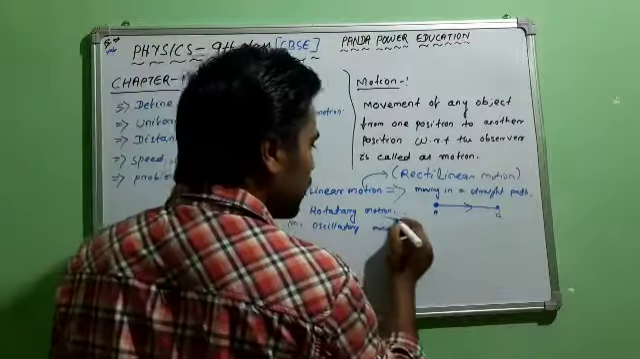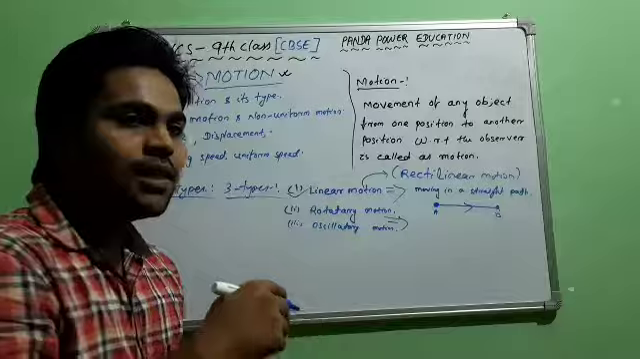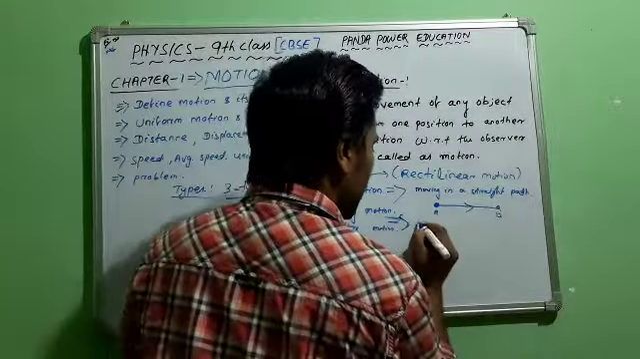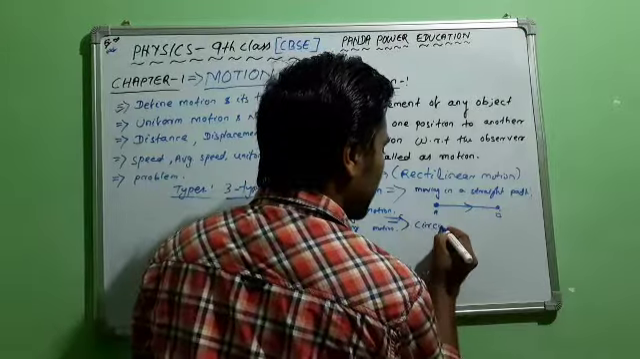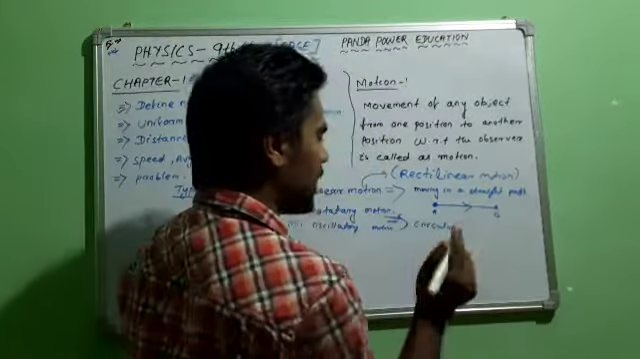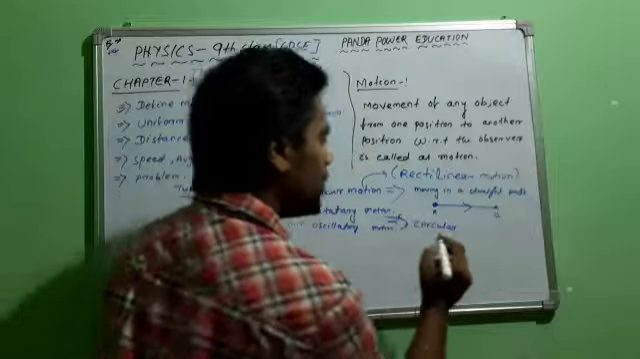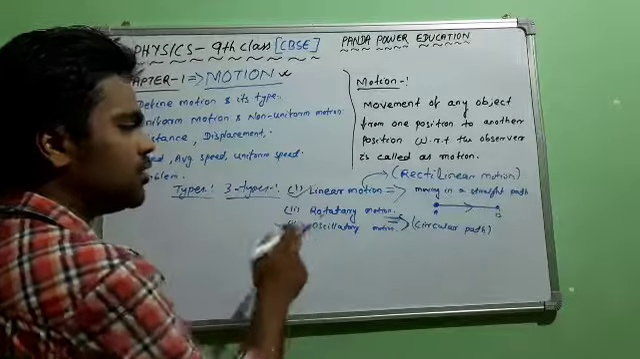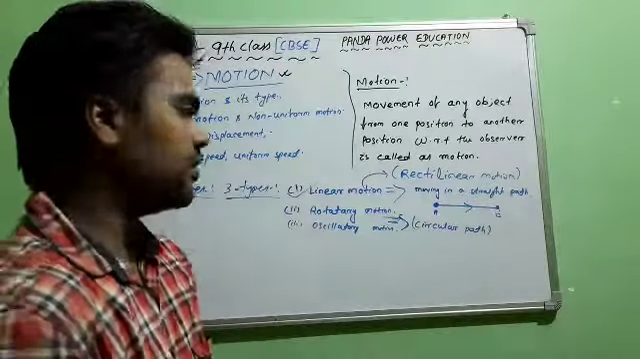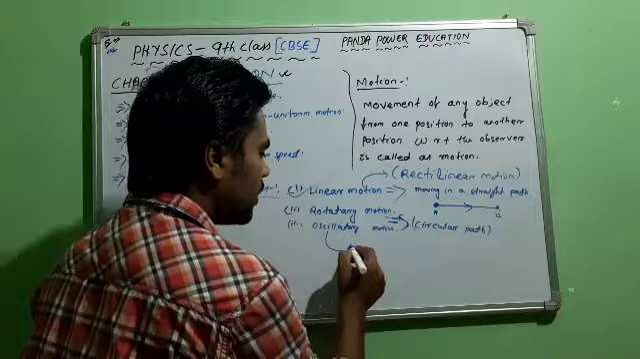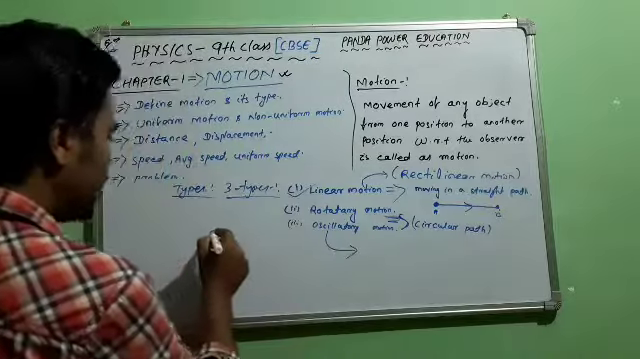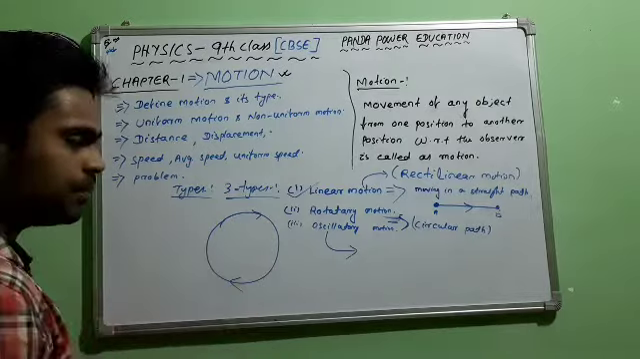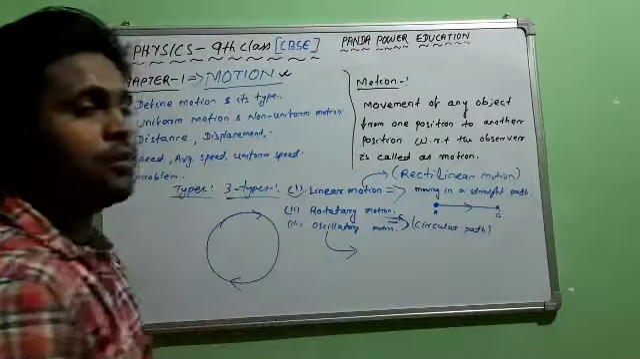I am giving the example. An object is moving in a circular path. Write down circular path. An object is moving in a circular path. That motion is known as rotatory motion. Circular path means here the object is like this, rotating like this. Got it? Next, oscillatory motion.